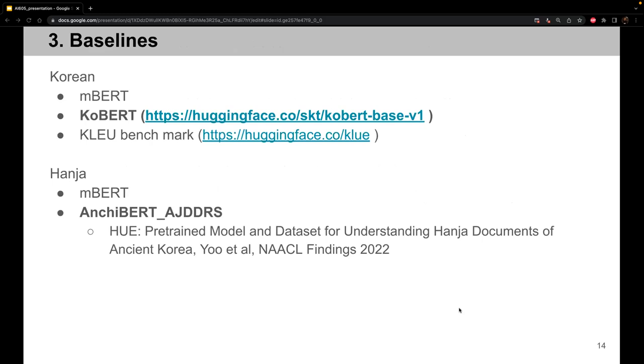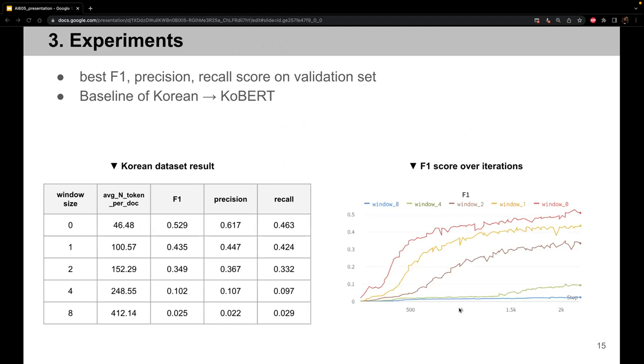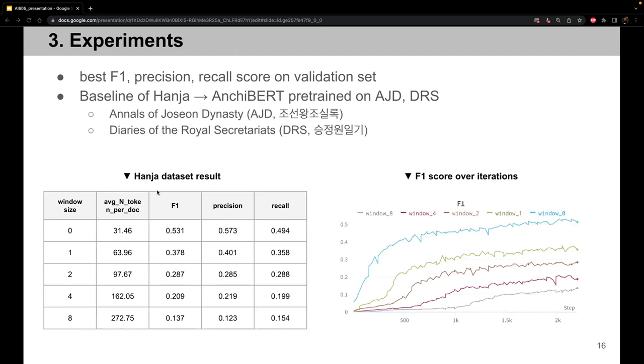Since time is running out, in this presentation we will show experimental results on KoBERT and Ancient Chinese BERT. When we train a model only varying the window size of the data set, you can see the average number of tokens per document. We can see that the F1 scores get lower as the length of the input sequence gets longer. In the Hanja data set, the tendency is similar to the Korean data set. However, since the average number of tokens per document is much smaller than the Korean one, the worst score is higher than the Korean one, as the tokens are not robust to the length of the sequence.